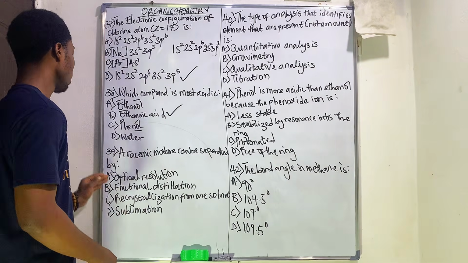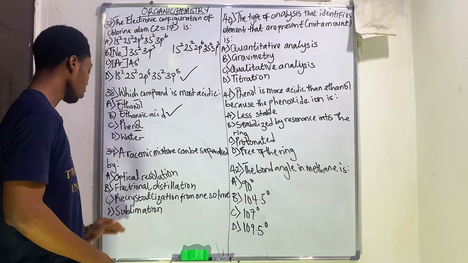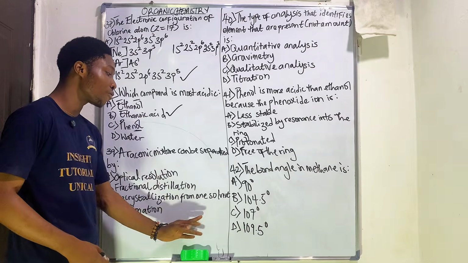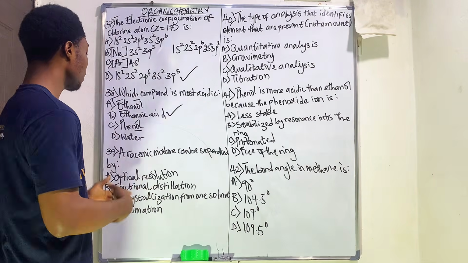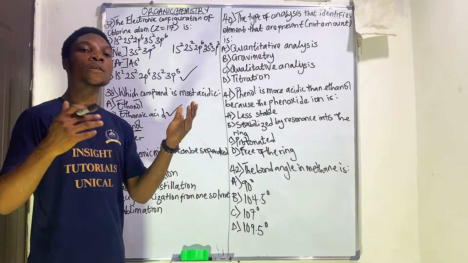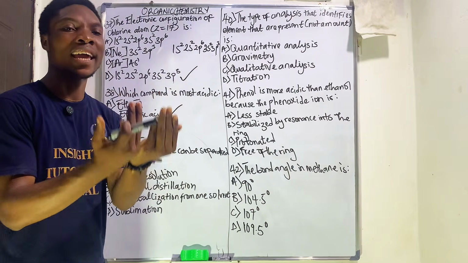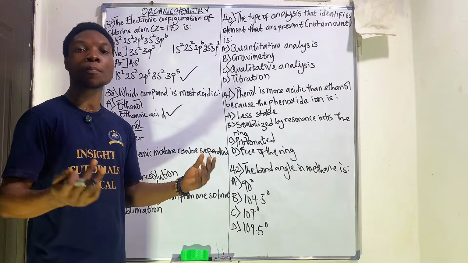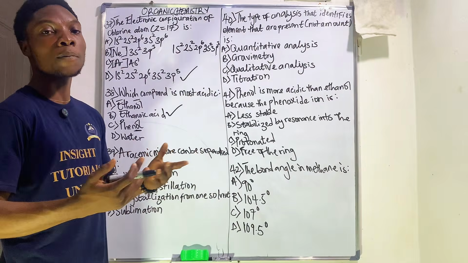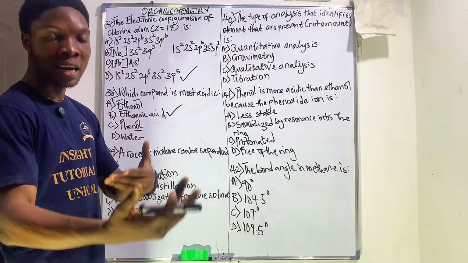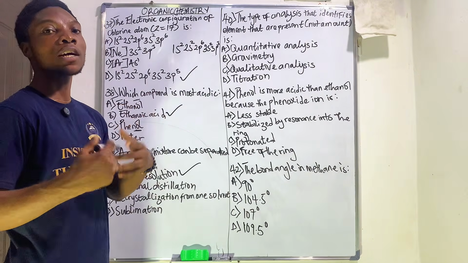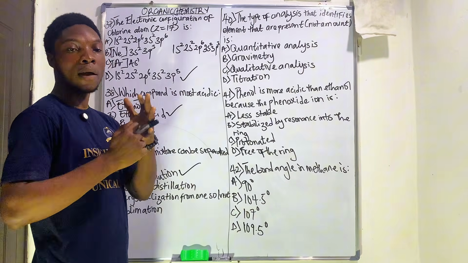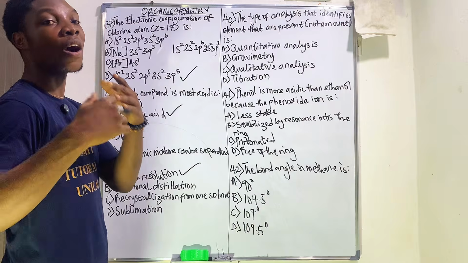B. Fractional distillation, C. Recrystallization from one solvent, D. Sublimation. Now, we know what a racemic mixture is. I said that a racemic mixture is a mixture of two enantiomers. So the only way we can separate these two enantiomers is by their optical activity, which is optical resolution. Because remember, enantiomers only differ in their chiral centers and in their optical activity.